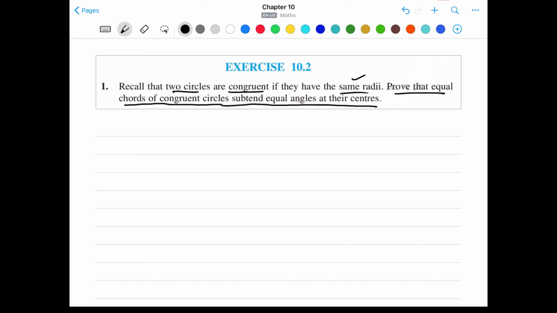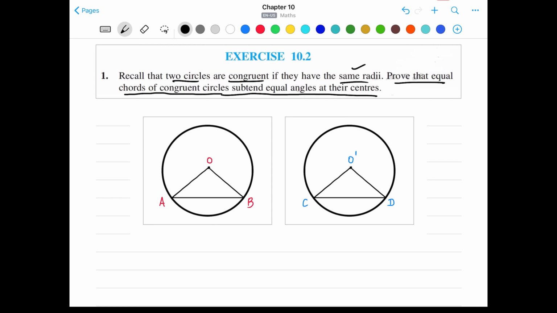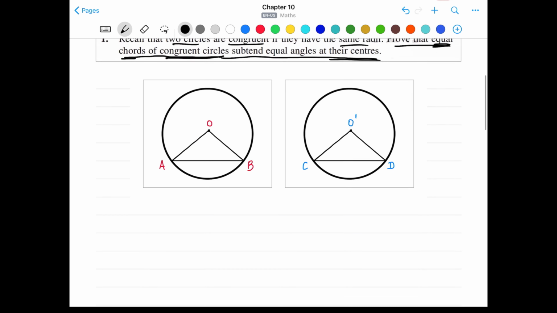This one is exactly similar to theorem 10.1. The only difference is that there we had two chords in the same circle, and now we have one chord in each of two congruent circles. So let's first draw its figure. That's the figure for this question. We have two circles having equal radii, that means they are congruent circles. Now we have to prove that equal chords of congruent circles subtend equal angles at the center.